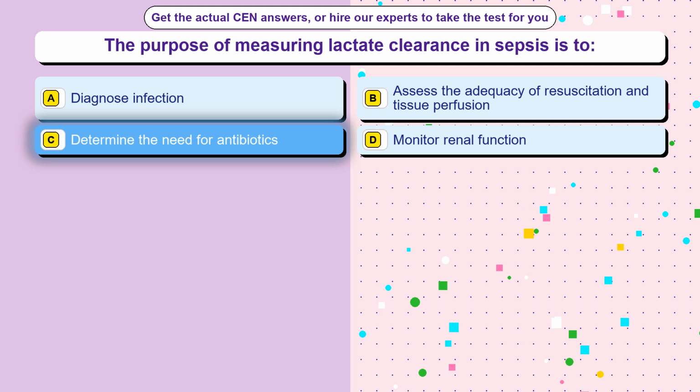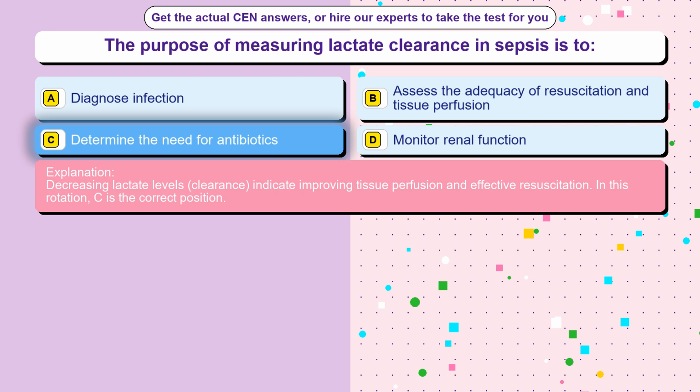The correct answer is option C, determine the need for antibiotics. Decreasing lactate levels, clearance, indicate improving tissue perfusion and effective resuscitation. In this rotation, C is the correct position.